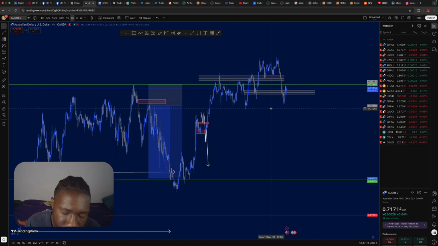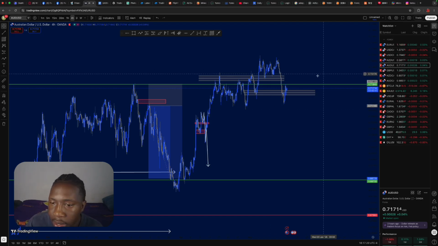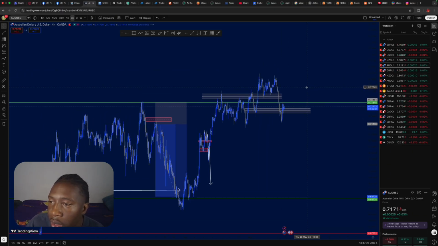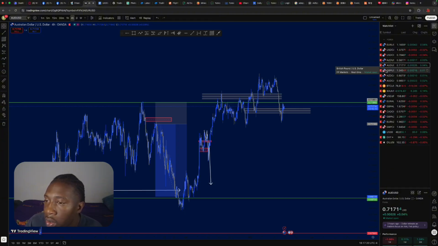And also, AUD is kind of crazy. It's a crazy pair. It doesn't follow some of the structures. It only moves when it wants, and it will be consolidation when also.